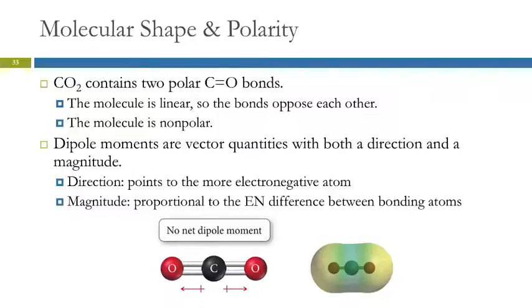So with vector quantities, the direction is always going to point towards the more electronegative atom. The magnitude is proportional to the electronegativity difference between the bonding atoms. We're not going to worry too much about the magnitude, but the direction will have a big effect. Any questions yet?